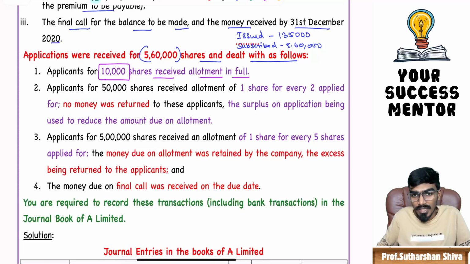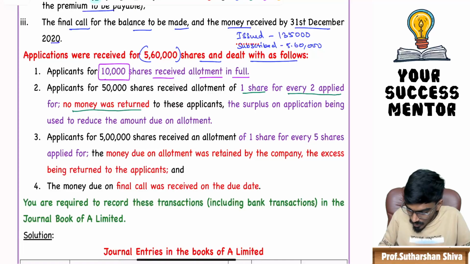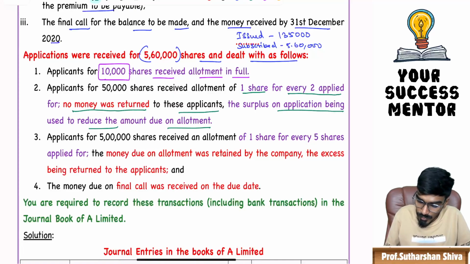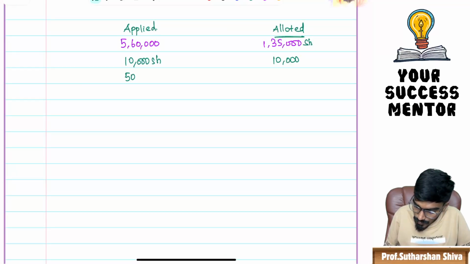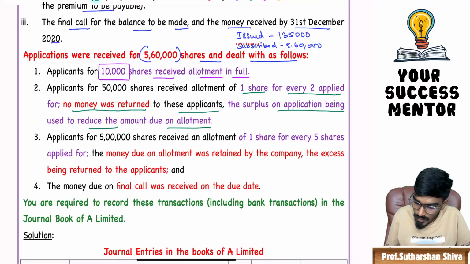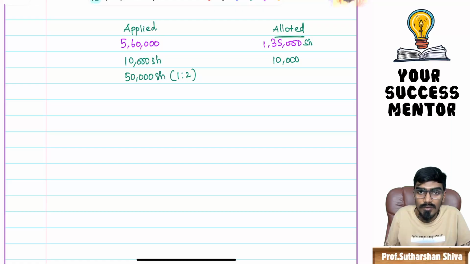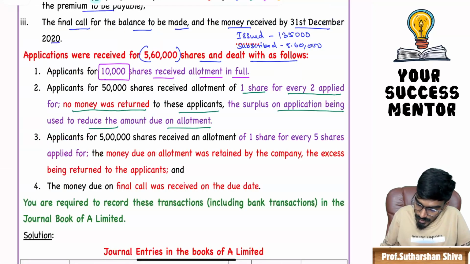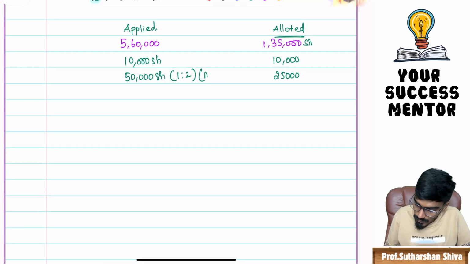Applicants for 50,000 shares received 1 share for every 2 shares applied, and no money was returned to these applicants. The surplus on the application money is adjusted against the allotment. They applied for 50,000, at a 1:2 ratio. 1 share for every 2 shares applied means for 2 shares applied they will allot 1 share. So it is basically 25,000 shares. In this case, no refund is there. Now come to the next part.